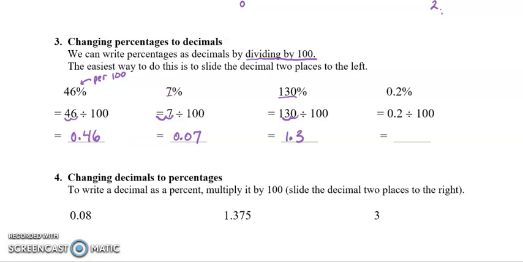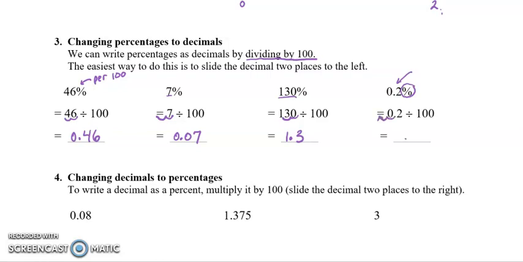And the last one here, which is 0.2%. It's so weird, but this is the one where students will make mistakes because they think the number actually has to get bigger because it's already small. But remember, this symbol means divide by 100. So we're going to divide this by 100. It's going to get 2 decimal places smaller.